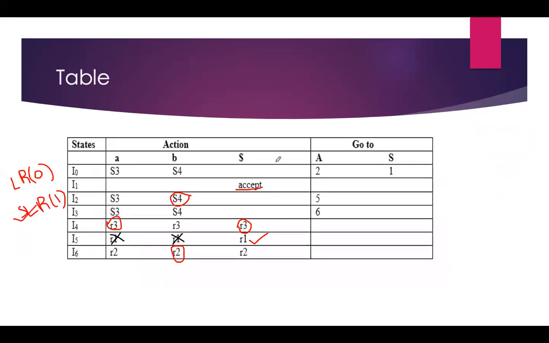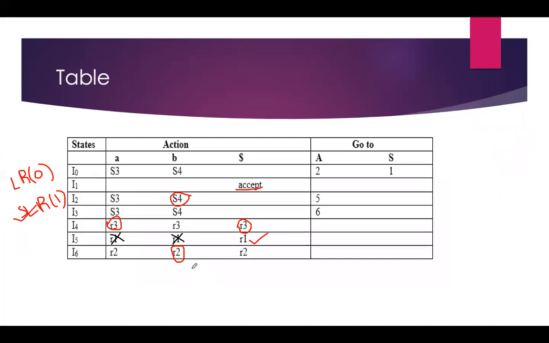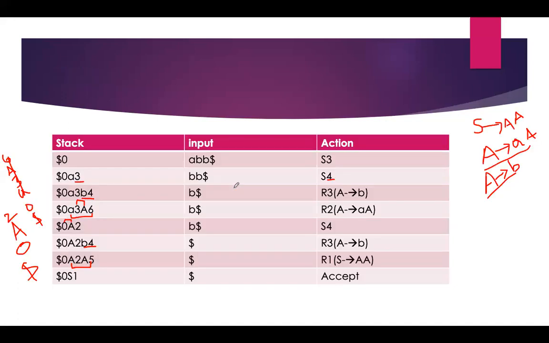What is this 0 and S? What is the number? 1. So I have written 1. And 1 and dollar, that is accept. The string is accepted here.